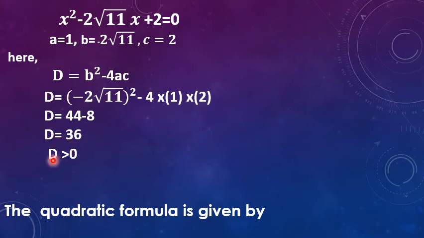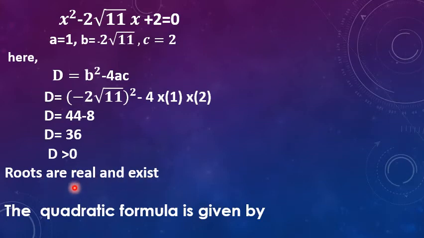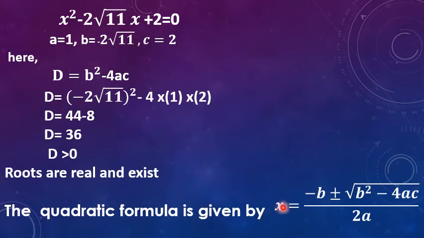And here we can see that our D is coming positive, which means our discriminant is greater than 0. It means roots are real and exist. So we can apply the quadratic formula. We know that our quadratic formula is given by x equals minus b plus minus under root b square minus 4ac upon 2a. Here b square minus 4ac is the discriminant of the quadratic equation.